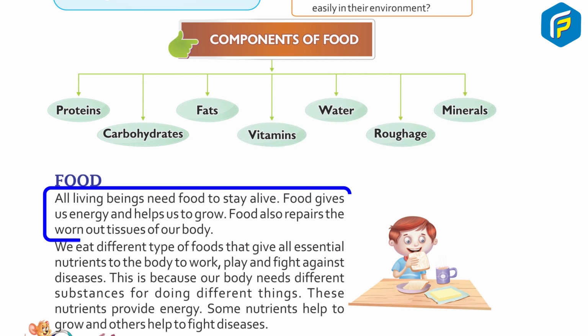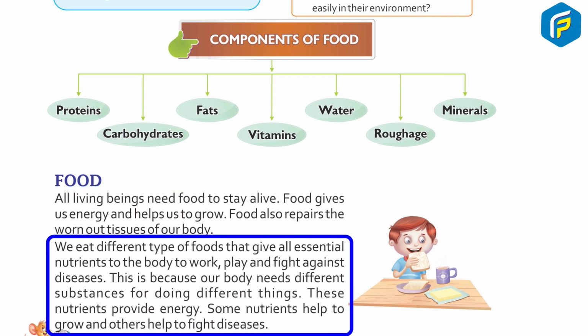Food. All living beings need food to stay alive. Food gives us energy and helps us to grow. Food also repairs the worn out tissue of our body. We eat different types of foods that give all essential nutrients to the body to work, play and fight against diseases. This is because our body needs different substances for doing different things. These nutrients provide energy. Some nutrients help to grow and others help to fight diseases.